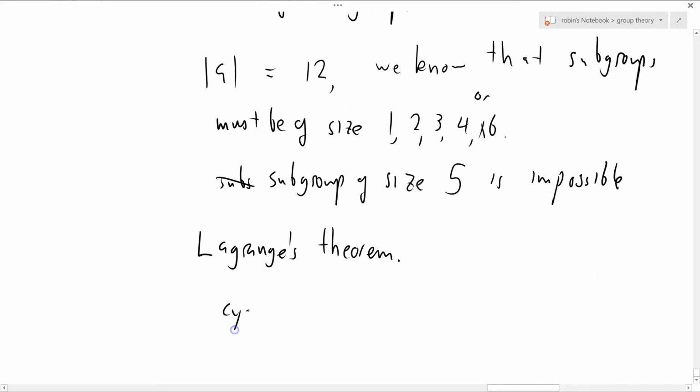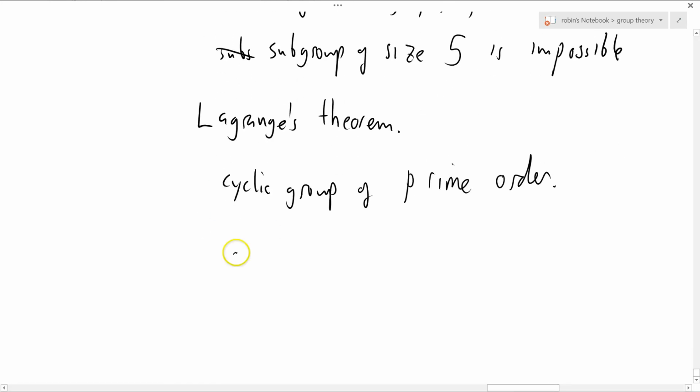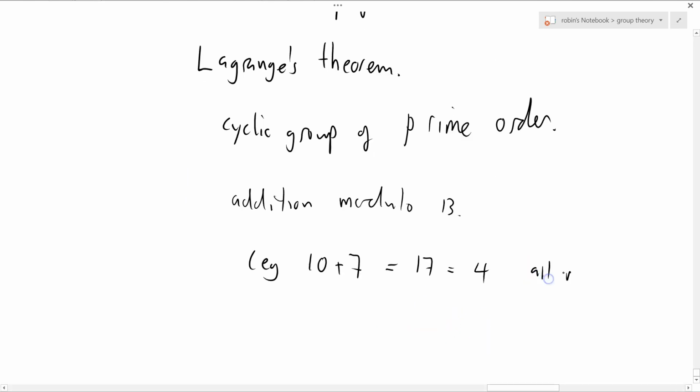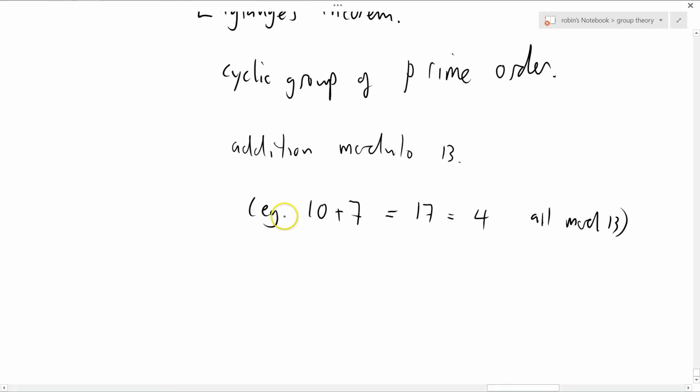How about a cyclic group of prime order? So how about addition modulo 13? So for example, 10 plus 7 equals 17 equals 4, all modulo 13. Because if you've got 17 divided by 13 and you've got 1 with 4 left over. So this forms a group, no subgroups.